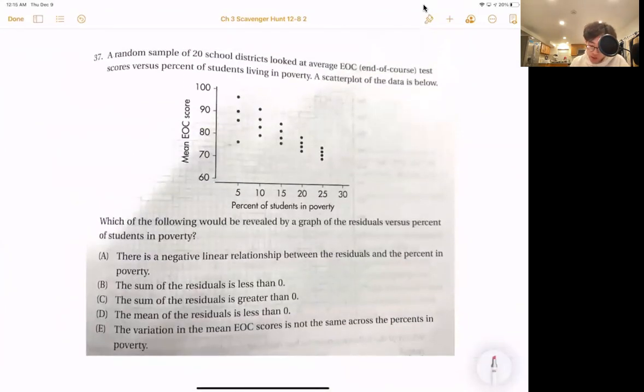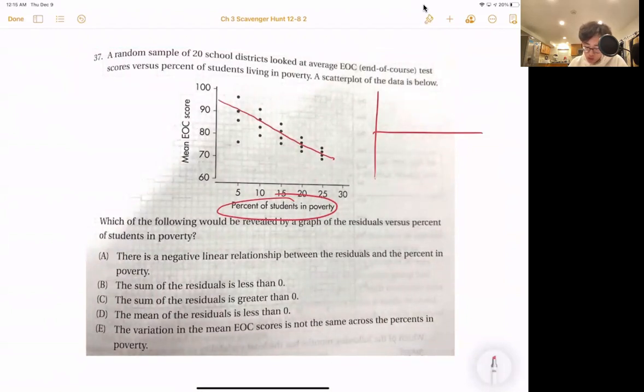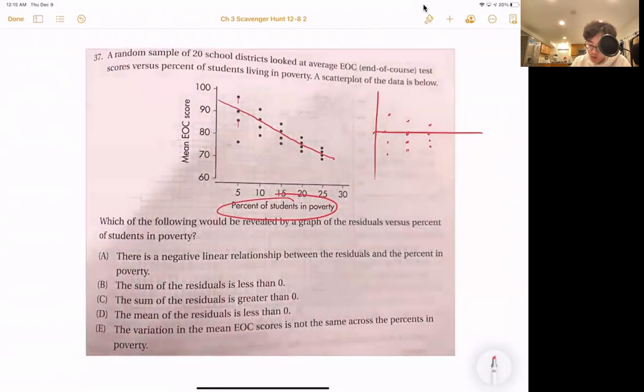Next question. Which of the following would be revealed by the graph of the residuals versus the percent of students in poverty? That stays the same as your x. If I were to draw a line straight down like that for your line of best fit, what's going to happen to your residuals? Is there a negative relationship between the residuals and the percent? The residuals are going to show up something like this, where they tend to get smaller each time. So I don't think this is a negative relationship.